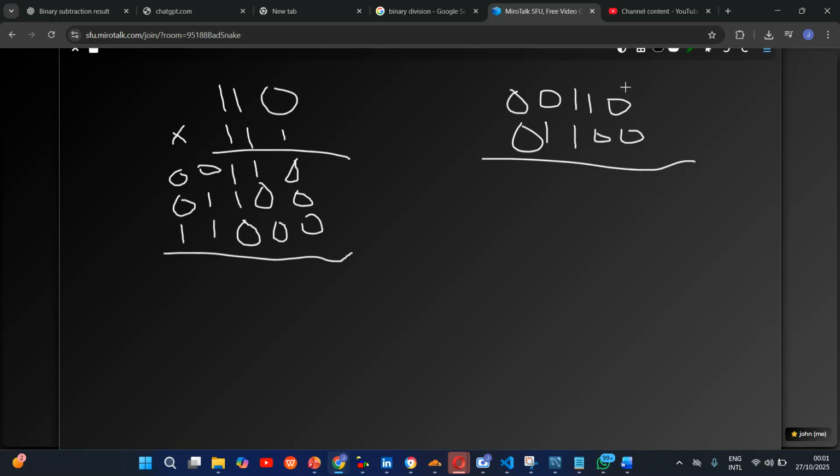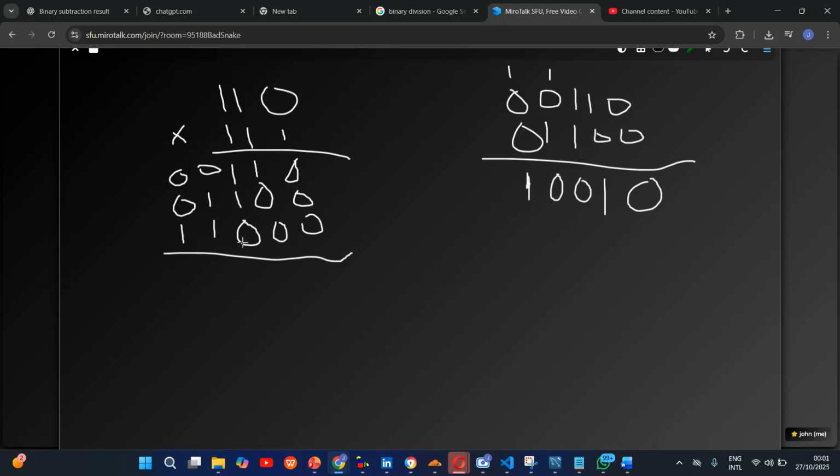So, using the addition rule: 0 plus 0 is 0, 1 plus 0 is 1, 1 plus 1 is 0, we carry 1, so the carried 1 will be here. Now, 0 plus 1 is 1, plus this one here is actually 0 again, carry 1. So 0 plus 0 is 0, then you put this one.